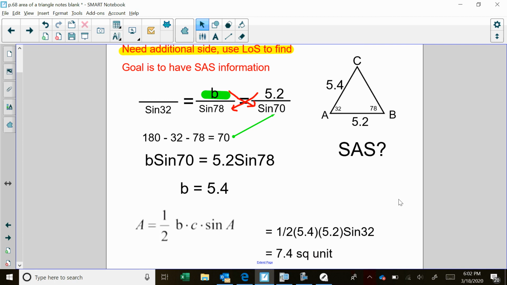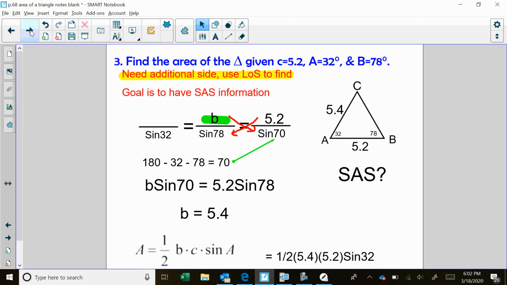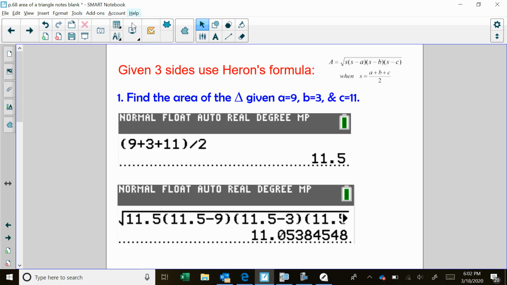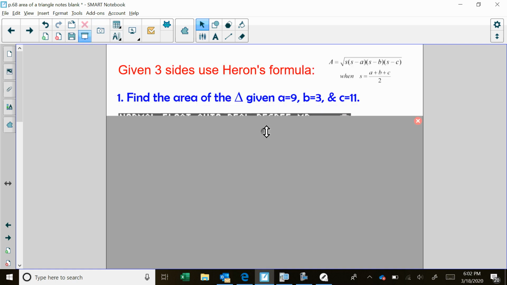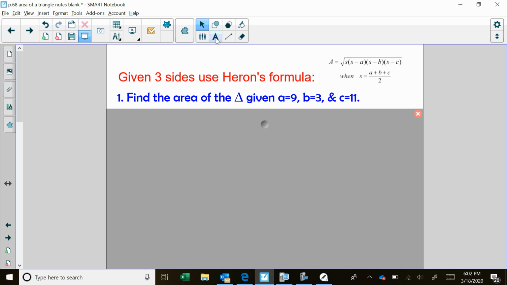Okay, so that was a little tougher problem. That one took a little bit more work. We have one more example I'm going to show you. It is another plug and chug. This is a side side side triangle. Scoot this down a little bit.